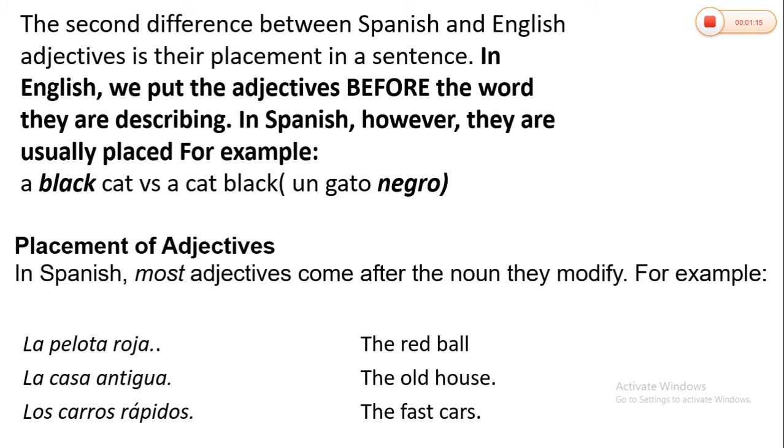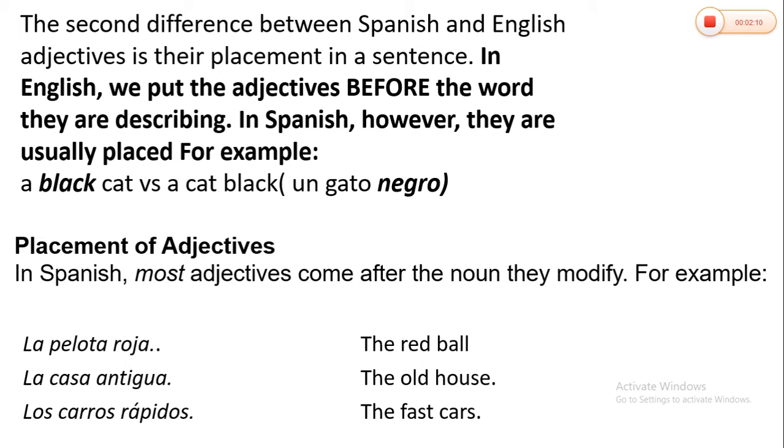The second difference between Spanish and English adjectives is their placement in a sentence. In English, we put the adjectives before the word they are describing, but in Spanish, however, they are usually placed after the noun. For example, a black cat versus cat black. In Spanish, we say un gato negro. So a black cat, here the adjective is black because it is qualifying a noun which is cat. But in Spanish, the word for black is negro. It will go after the noun which is gato here.